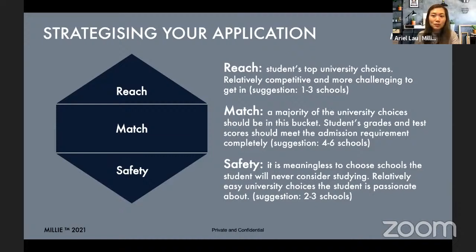So students would be regretting that they didn't spend as much effort thinking about whether or not the safety schools suit them. So don't let that happen. And on top, just one more reminder.